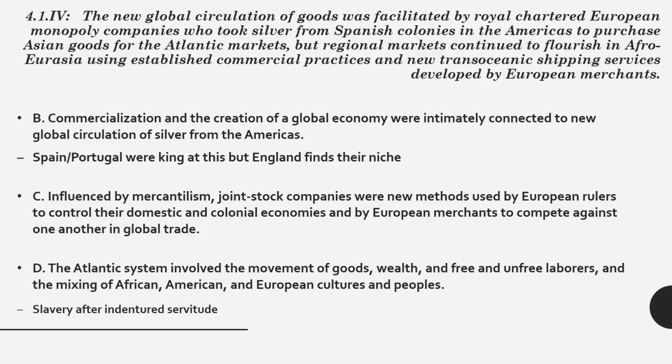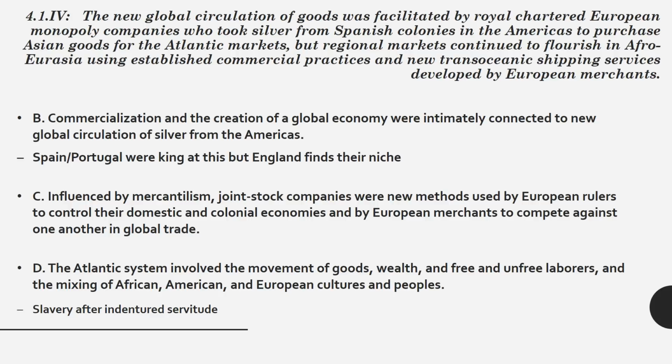Big, heavy slide here as far as reading. It really boils down to B, C, and D here of Roman numeral 4.1.4, talking about global circulation of goods. And of course, different monopolies and commercialization and mercantilism here and a global economy based around silver and all these kinds of things. So I'll let you read this slide, but truly, most of it is just basic key concept information, which is highlighted by a couple of key terms that you're going to have from your Quizlet sets, like, once again, mercantilism, commercialization, stuff like that.